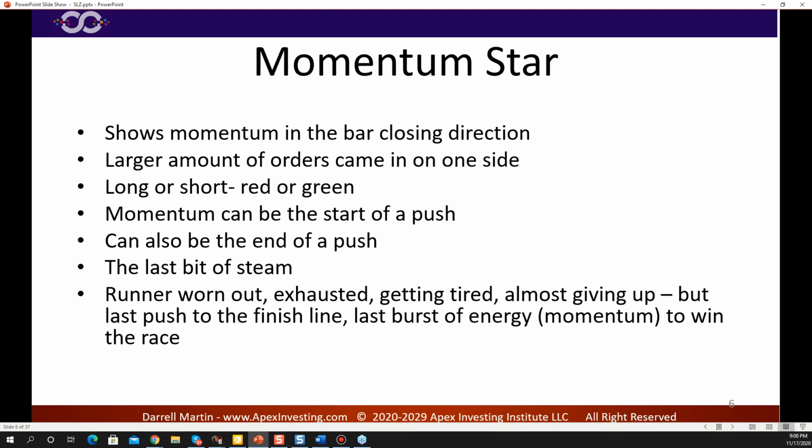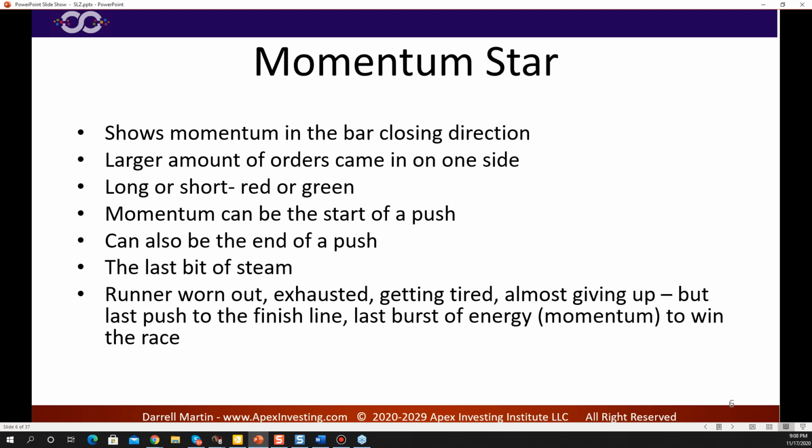Does that make sense? When you see momentum, it might not always be just the start of something. It could also be that last push. In that example of the runner, they're getting worn out, getting tired, but they've got one last big push in them to cross the finish line, and then they're done. Everybody understand that?